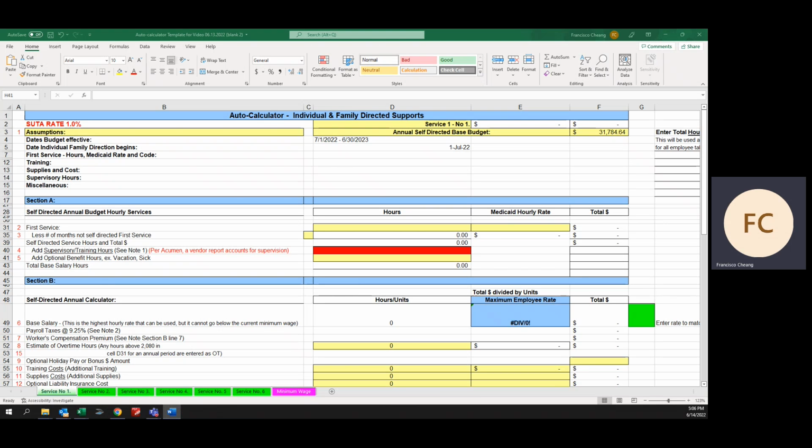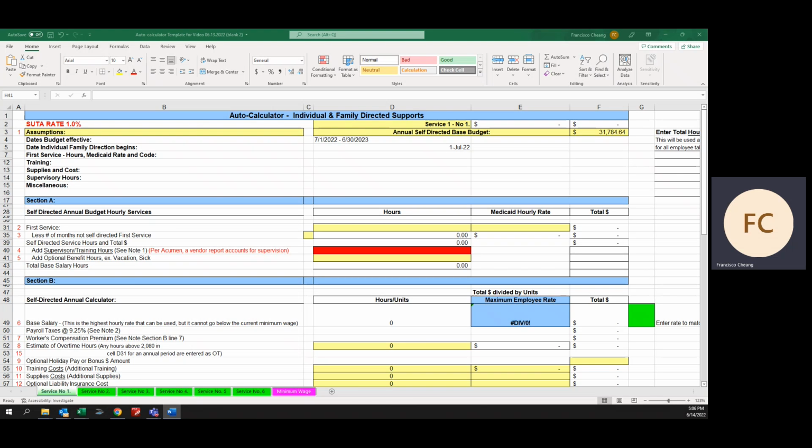Okay, now we're going to review the auto calculator guidelines. This auto calculator will focus on revenue and what you can pay out to your staff. To complete the auto calculator, you will need the following information: total hours of each service, a copy of the budget from the ISP, and the Acumen rate sheet for the MCO that you're working with.